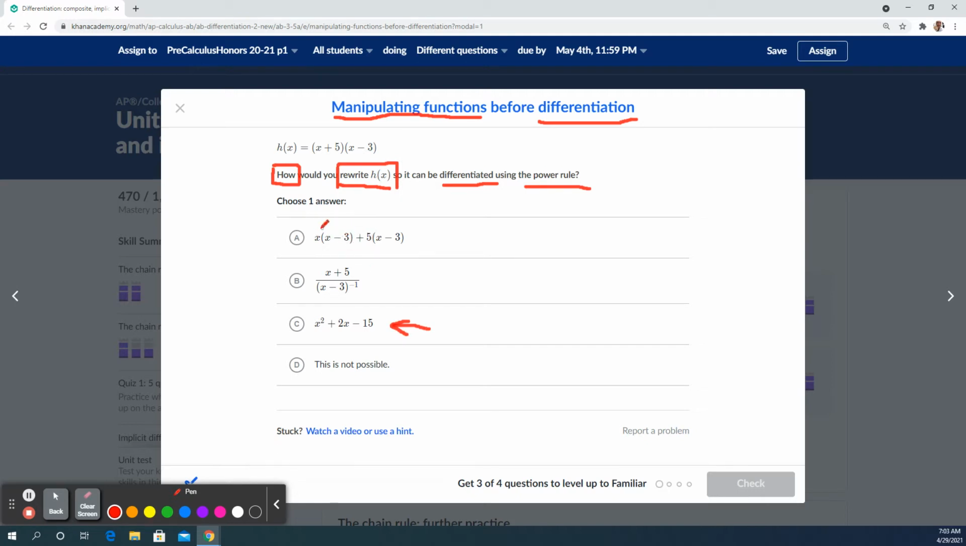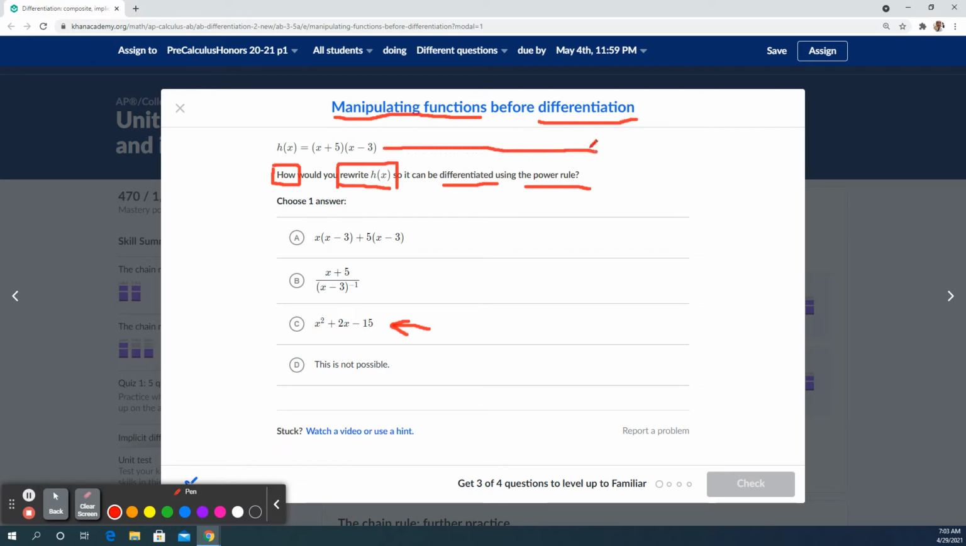This one still has an x times x here. This is an x divided by x, so I don't even know if these can be manipulated in this way, and they can, but we still have an x upon an x. Notice this one, we don't have any x times x or x divided by x, which these do. So let's just go ahead and multiply it out.